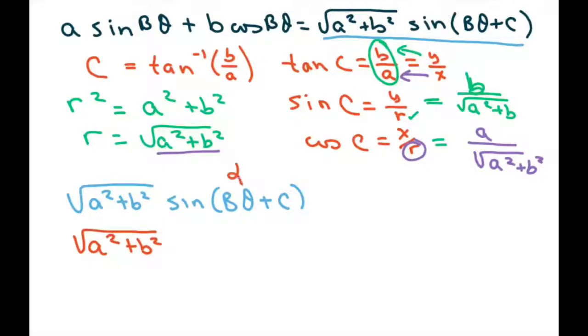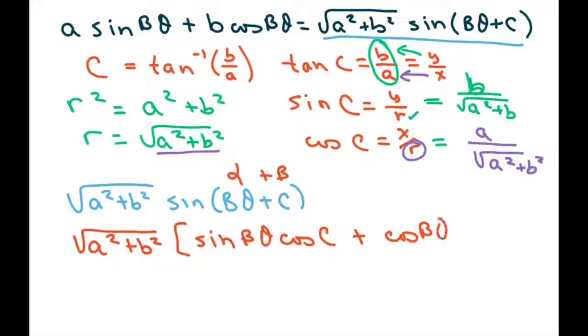Now, this is like your alpha plus beta, so write that out. So we're going to have sine of B theta times cosine of C plus cosine of B theta times sine of C.